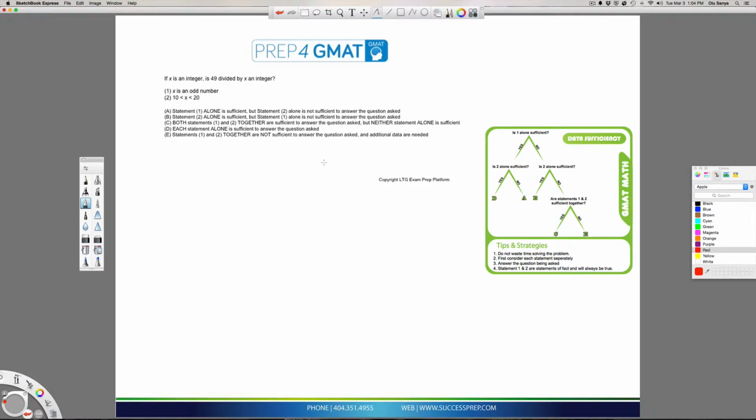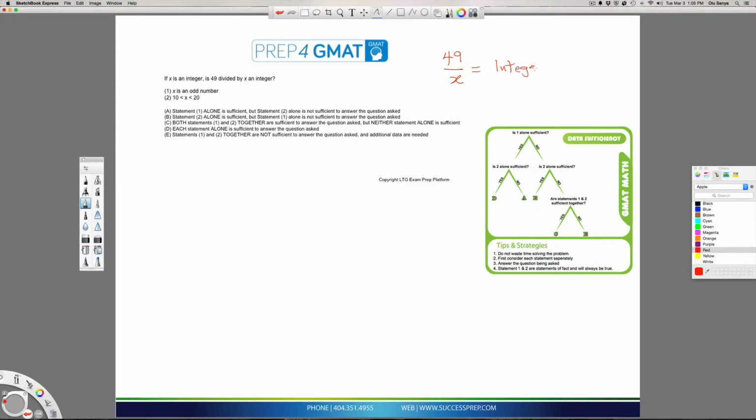All right, let's look at this GMAT question here. It says, is x an integer? And if x is an integer, is 49 divided by that x an integer? So essentially what we're trying to do is look at a scenario where we have 49 divided by some x. We're trying to determine if it's an integer.